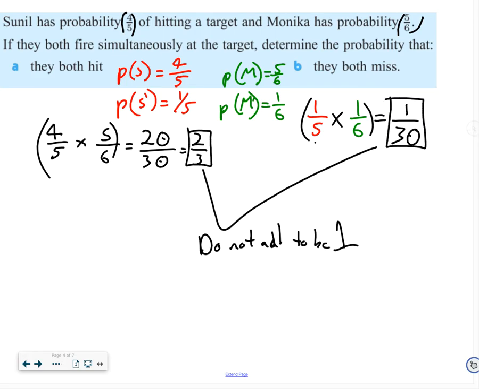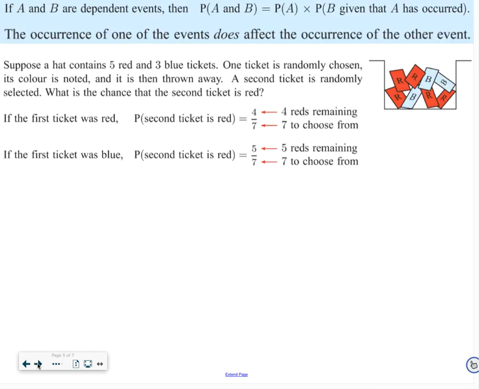Okay, so other things we're going to talk about are dependent events. Compound events that do depend on each other. So if A and B are dependent, then the probability of A and B equals the probability of A times the probability of B given that A occurred. The occurrence of one event does affect the occurrence of the other. That fact that it does affect is really our definition of dependent.